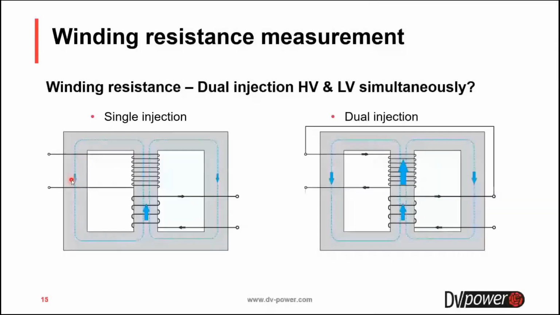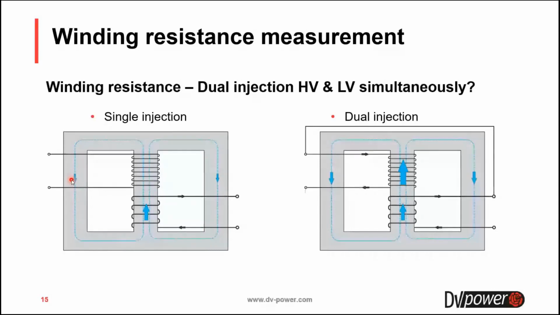What more can we do to speed up measurements? One of the options is to use dual injection versus single injection. In the picture on the left side, you can see the flux when we do it with single injection. The magnetic force is lower.